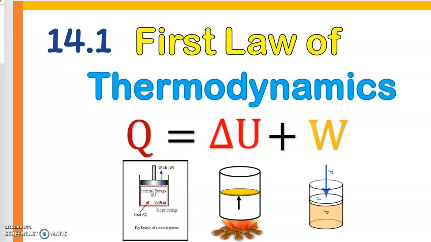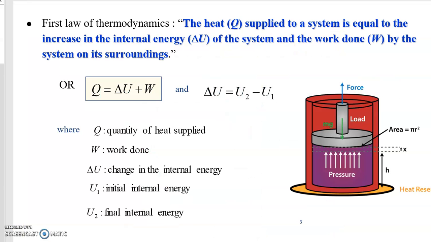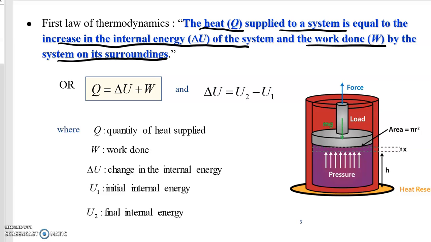Kita ada Q, which is heat, is equal to delta U, internal energy, plus W, which is work done. Okay, what does the first law say? First law of thermodynamics says that the heat Q supplied to a system is equal to the increase in internal energy of the system and the work done by the system to its surroundings. So in equation we have Q is equal to delta U plus W. Q is quantity of heat supplied, W is work done, delta U is the change in internal energy.